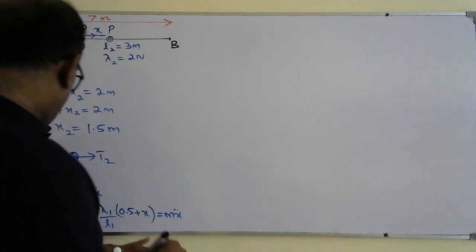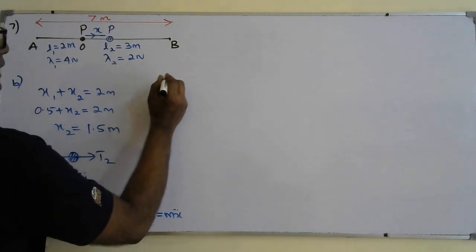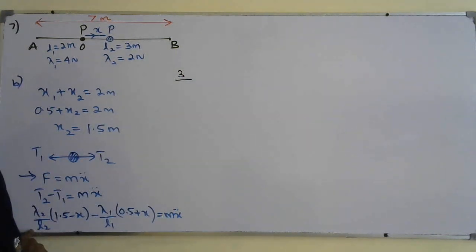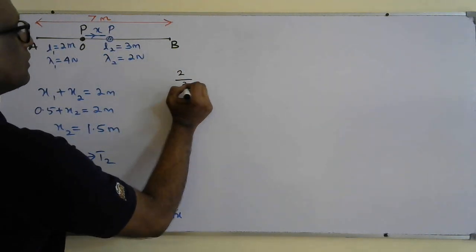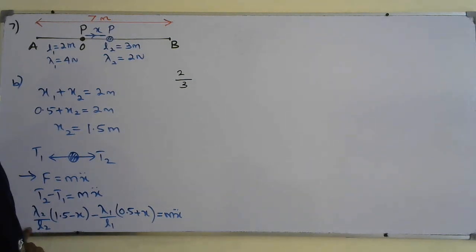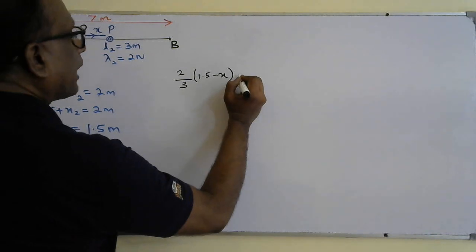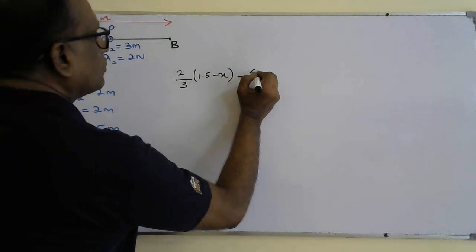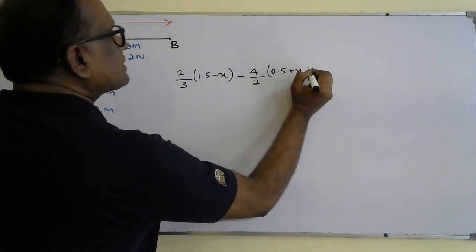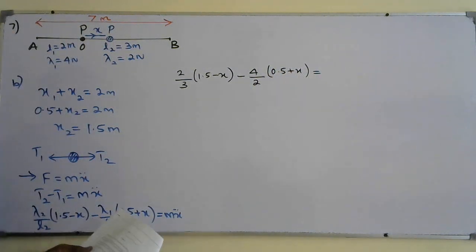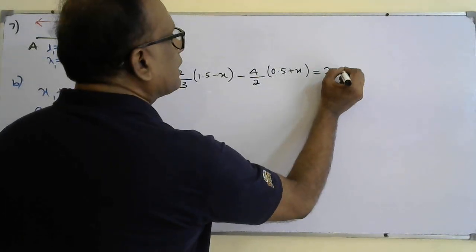Now we'll solve that. So that's going to be lambda 2 over L2, everything we'll substitute. Lambda 2 is 2, L2 is 3, into 1.5 minus x, minus lambda 1, that is 4 over 2, L is 2, into 0.5 plus x, equal to m x double dot. The mass is given as 2 kilograms, so 2x double dot.